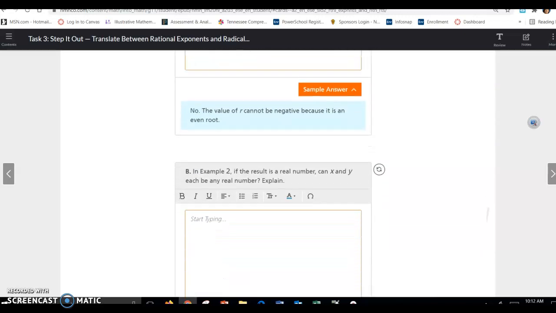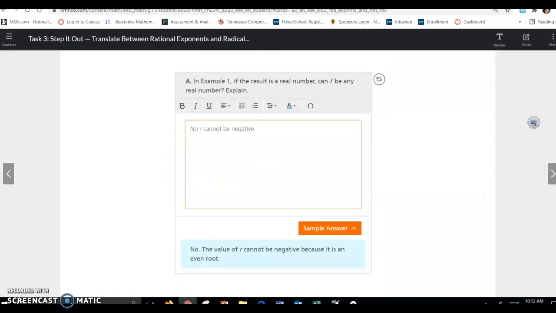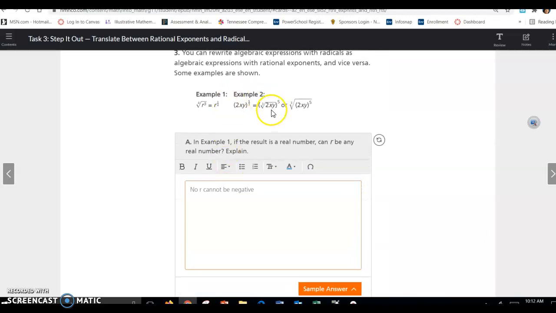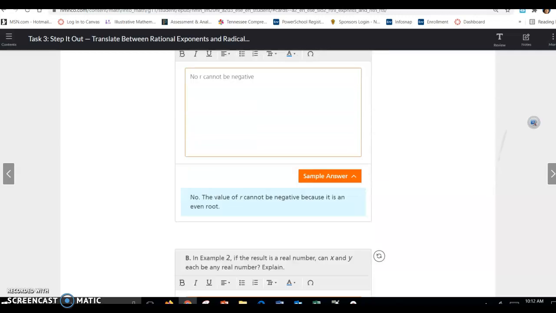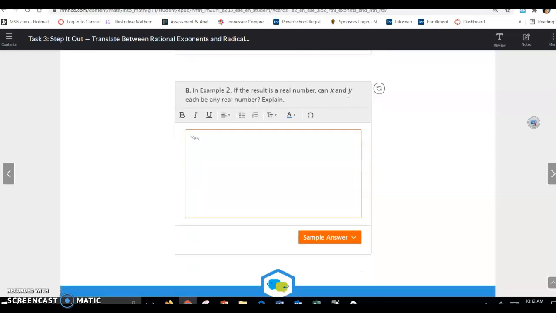Okay? All right, example 2, if the result is a real number, can x and y be any real number? So x and y is under the radical. But for example 2, the index is a 3. So remember 2 to the 3rd is 8, but -2 to the 3rd is -8. So it still produces a real number. So the answer to this one is yes.